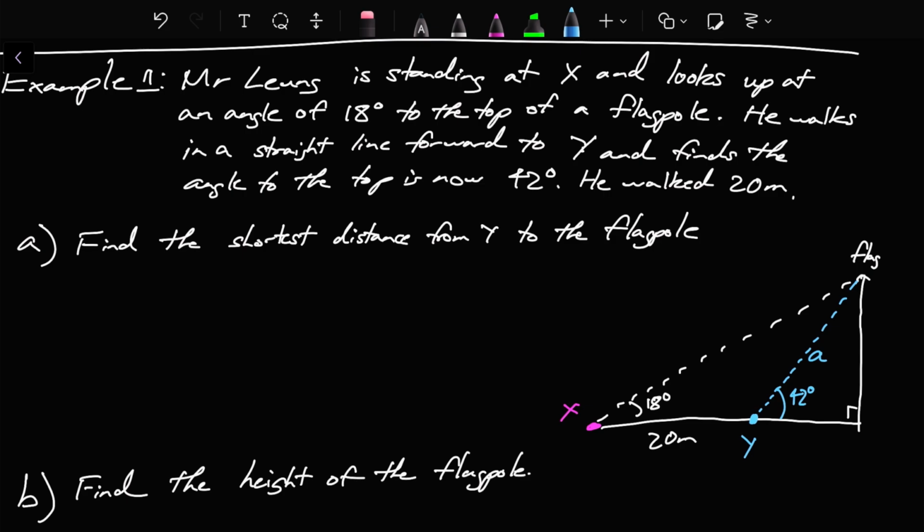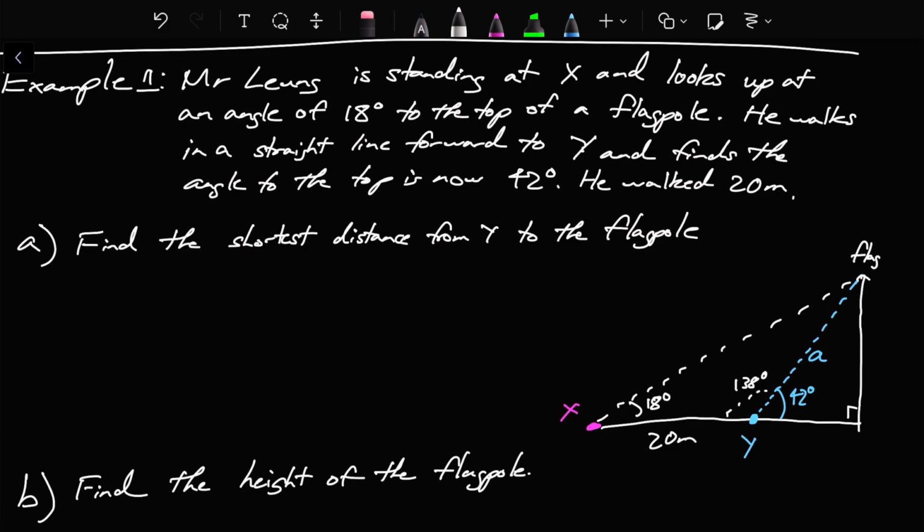Well, we can't just use our normal trig ratios. We don't have enough information for this right-angled triangle, but we can see we've made a non-right-angled triangle, right? X, Y, and the top of the flagpole. So let's fill in a couple of angles, and then we should be able to apply some of our rules. Firstly, this angle in here is just 180 minus 42, which is 138.